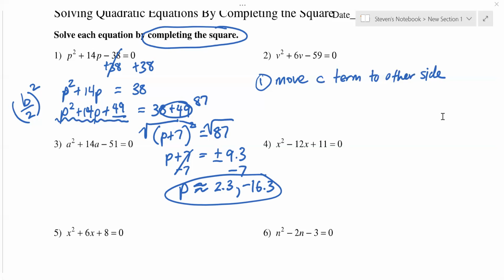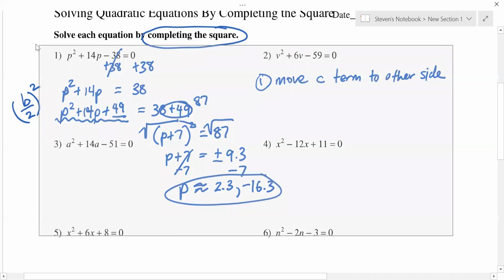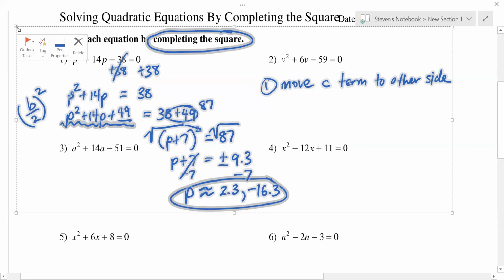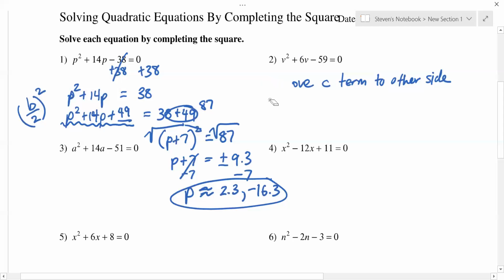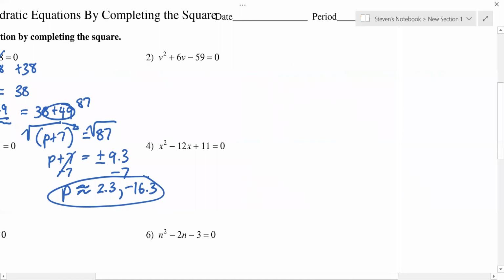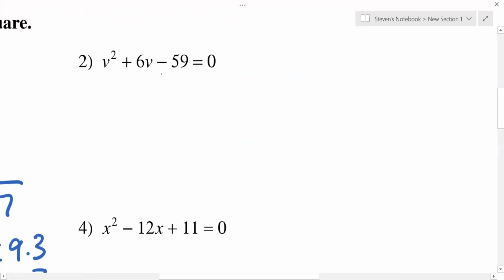So let's go to number 2. I'm going to erase a lot of this stuff so I have space to work. Okay, so number 2 right here. Let's follow those same exact steps. Just like last time, if you have a question, go ahead and chat it out to me and I can answer it. So first thing we want to do is get rid of the c term. So I'm going to add 59 to both sides.